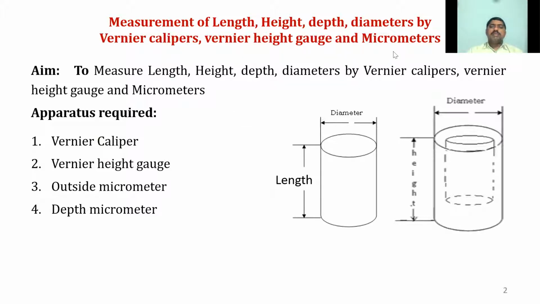This is the aim of the experiment: to measure the length, height, depth, and diameters by vernier calipers, vernier height gauge, and micrometers. The apparatus required for conducting the experiment are a vernier caliper, a vernier height gauge, an outside micrometer, and also a depth micrometer.